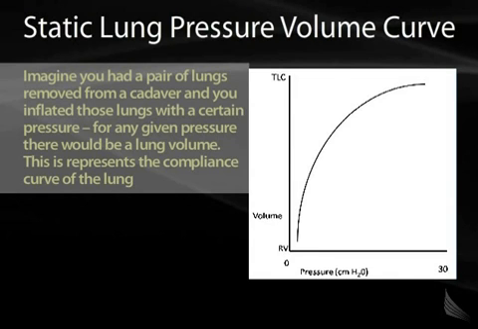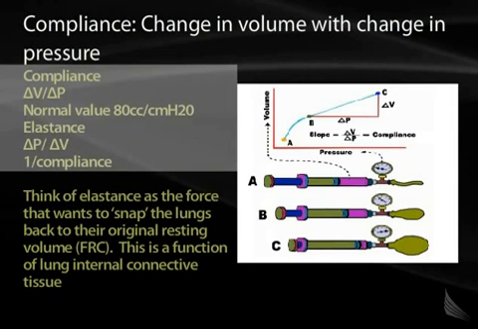You could look at how much pressure it would take to increase the lungs from residual volume, with no gas in them, all the way up to total lung capacity, where they're full. This curve, the amount of pressure that it takes to get to a certain lung volume, is the compliance curve for the lung, and a very important point: compliance is the change in volume over the change in pressure. Normal value of compliance is about 80 cubic centimeters per centimeter of water.